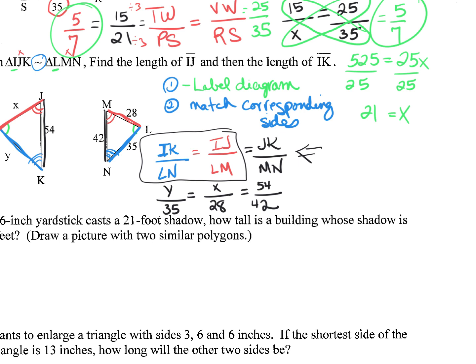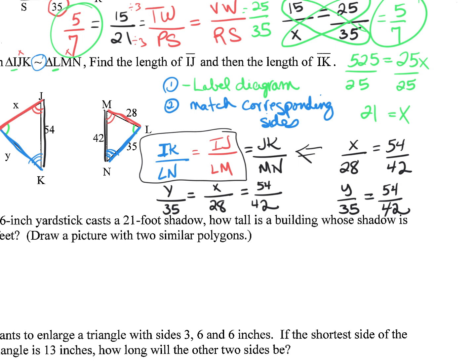Now everything's equal to each other, so I'm gonna first solve X over 28 equals 54 over 42, and then I can use that same proportion to solve for Y. Because remember, the scale factor is the same for all the side lengths. So I'm going to use that 54 over 42 scale factor to solve for both X and Y.